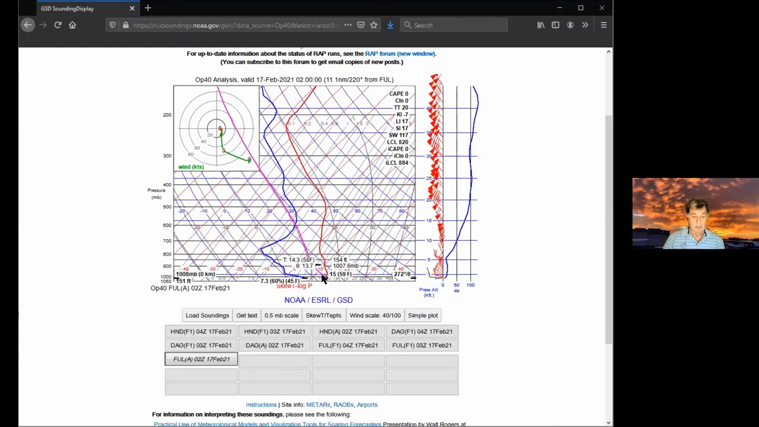If I had lifting going on, we would have a lifted condensation level here at about 3,600 feet. So if there was lifting, if I had a cold front moving through, I would have to look at a surface analysis. I could have some clouds, but there's not much of a chance, depending on how much lifting is going on, of any kind of thunderstorm activity if I look at this chart.